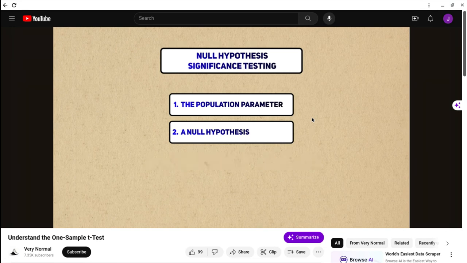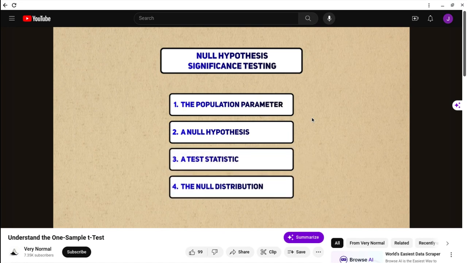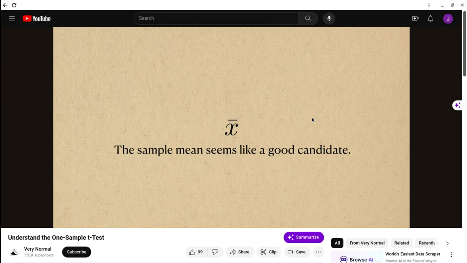Since we have the population parameter and the null hypothesis, we need to figure out a good test statistic and its null distribution. We've already mentioned that the sample mean, x bar, is a good guess for the population mean, so why don't we go with that? Technically, hypothesis tests don't always use estimators as the test statistic, but this is what the one-sample t-test uses.